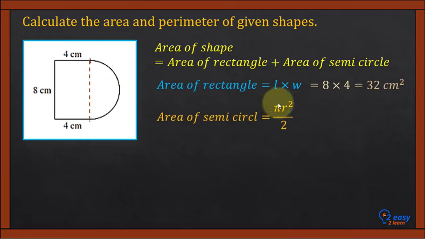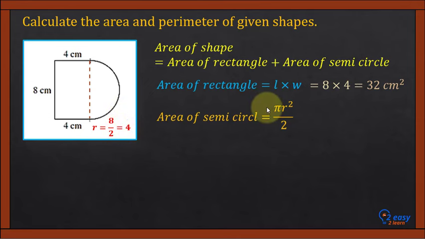Area of semicircle is pi r square over 2. Now you must know the value of r. The value of pi is 3.142, but you have to calculate the value of r, meaning the radius, from this diagram. This 8, the width of this rectangle, is also the diameter of this semicircle. So radius is half of diameter. So 8 divided by 2 is equal to 4. So radius of this semicircle is 4.